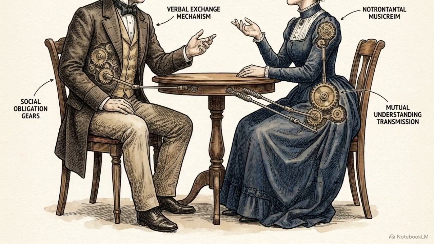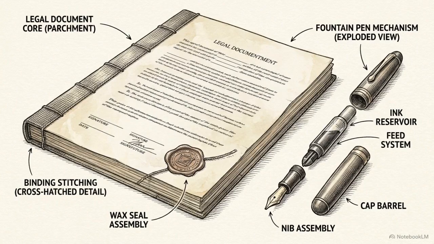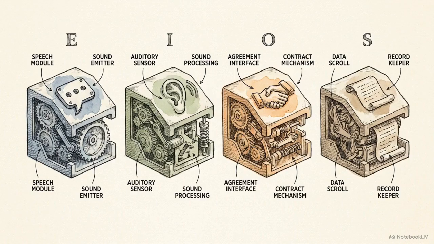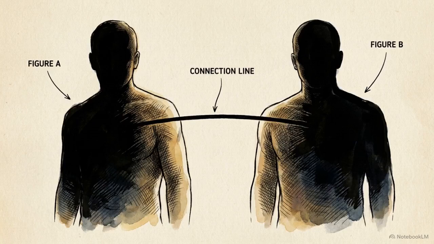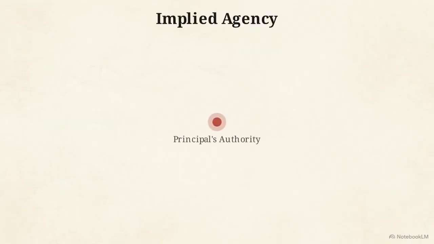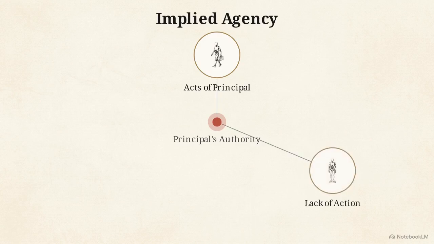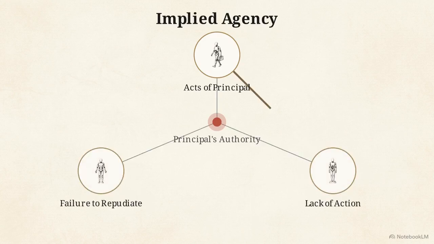Moving to Article 1869, the Civil Code dictates that while oral agency is the general rule, the form ultimately follows the function. We use the mnemonic EIOS: express, implied, oral, and specific form. Implied agency requires no spoken agreement. It is formed through the acts of the principal, their lack of action, or their failure to repudiate the agency.